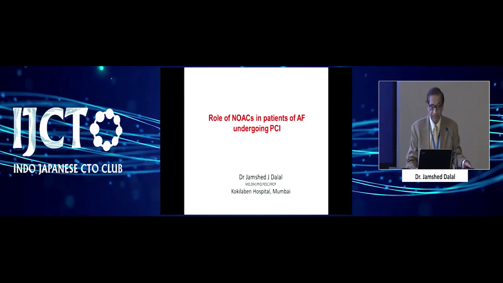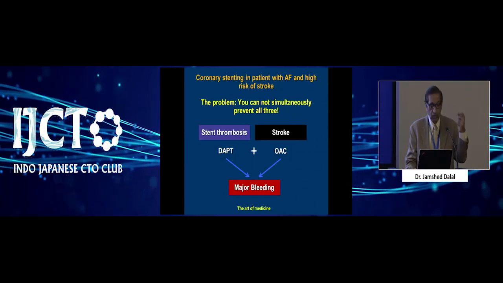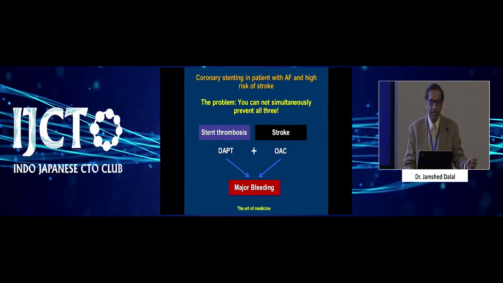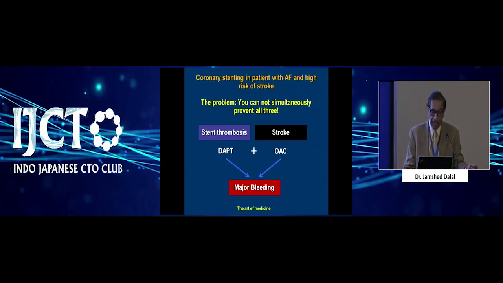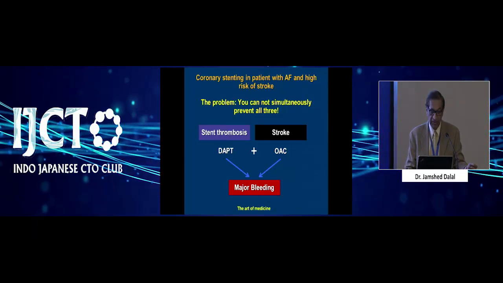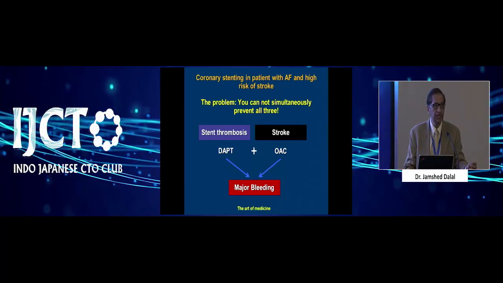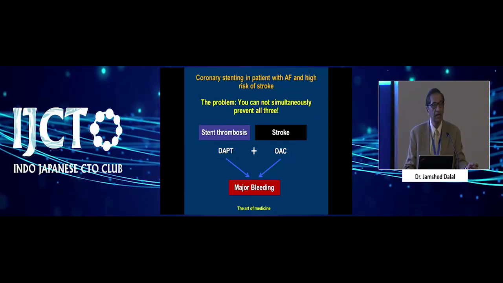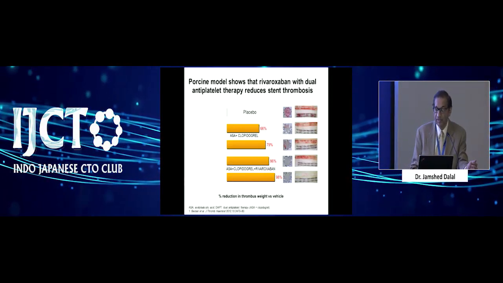The important aspect to remember when you have a patient with stroke risk and ACS both is that you have to prevent stent thrombosis and you have to prevent stroke. And therefore, you have to use the combination of antiplatelets and oral anticoagulation. And that produces, of course, major bleeding. So the issue here is more of bleeding rather than of long-term clinical benefits. And that, of course, is the art of medicine.